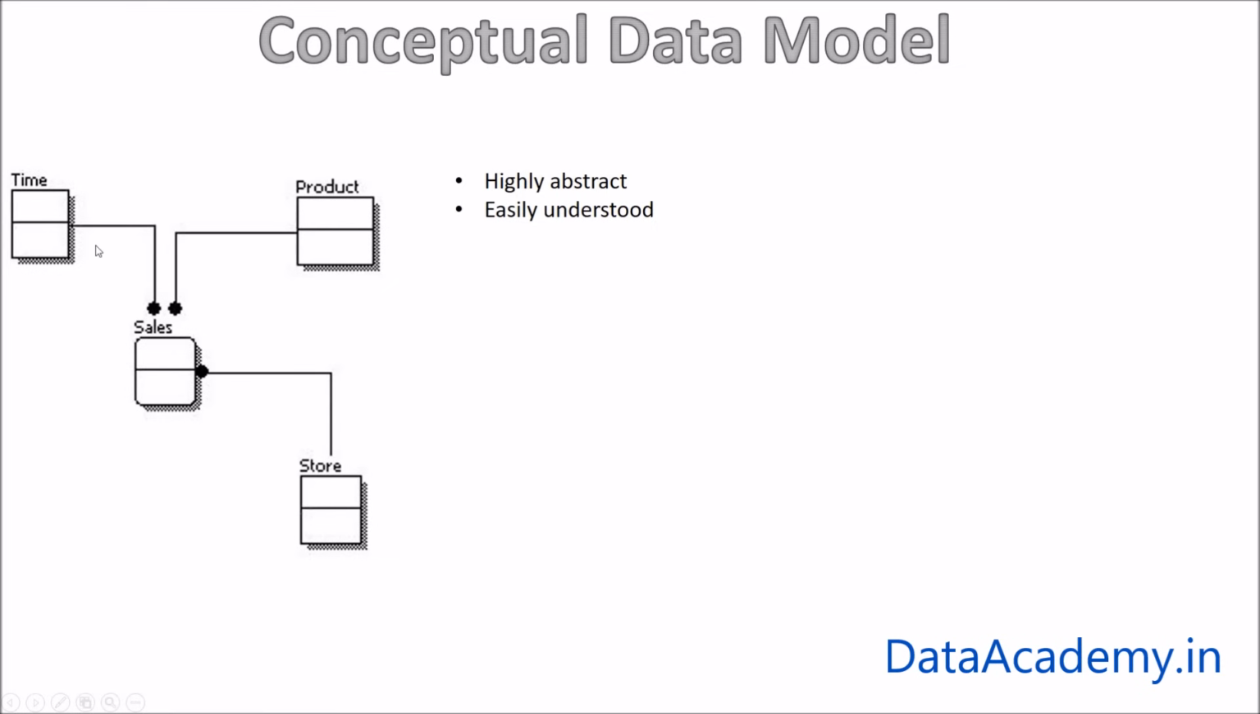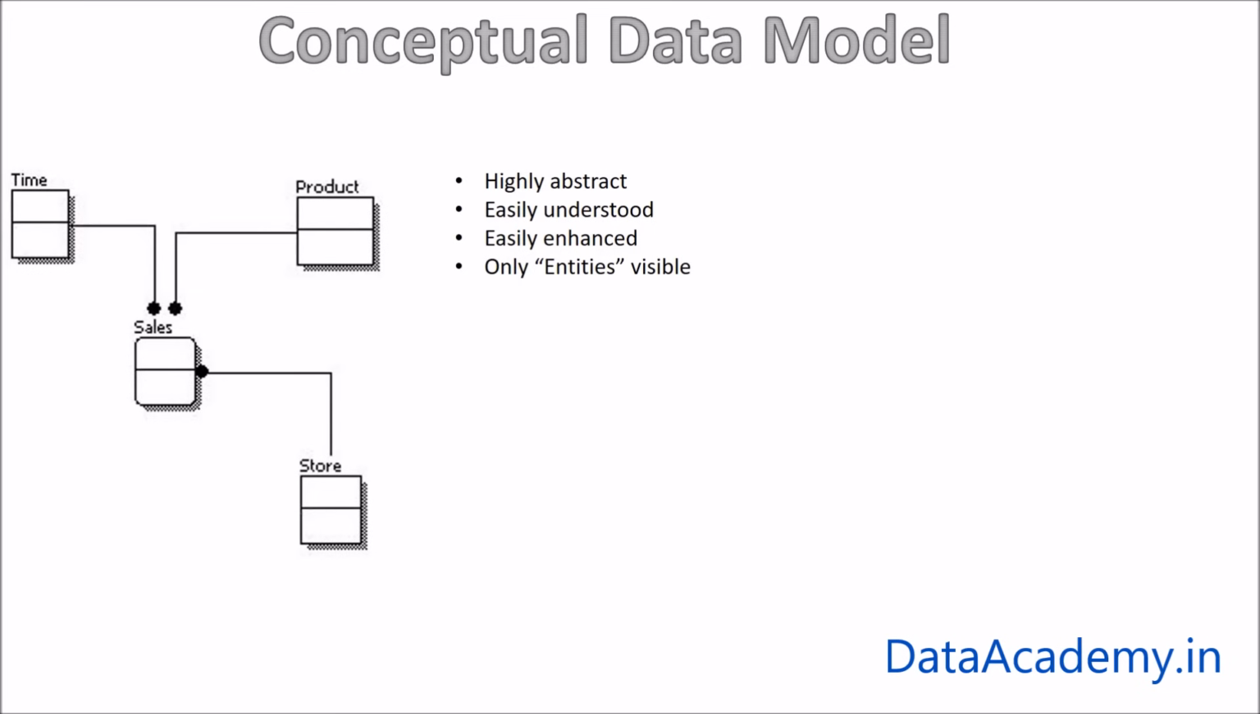As you can look at this diagram, it's easy to say that there are four main entities: time, product, sales, and store. And all of the three entities, which is time, product, and store, have a direct relationship with the sales entity, right? So there is a lot of information that can be easily obtained by looking at the conceptual data model. And since it is not a digital document, it can be easily enhanced.